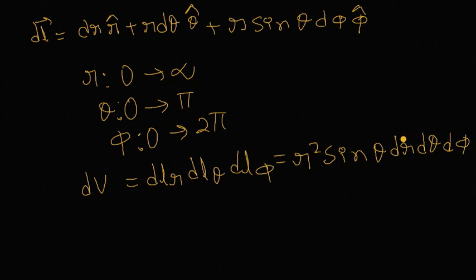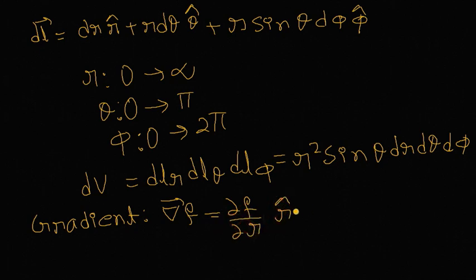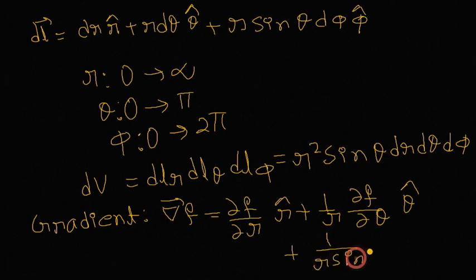Now, if we take the gradient in this spherical polar coordinate, we get del of f equal to del f by del r r cap plus 1 by r del f by del theta theta cap plus 1 by r sin theta del f by del phi phi cap.